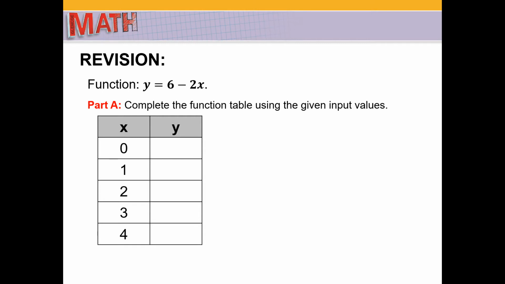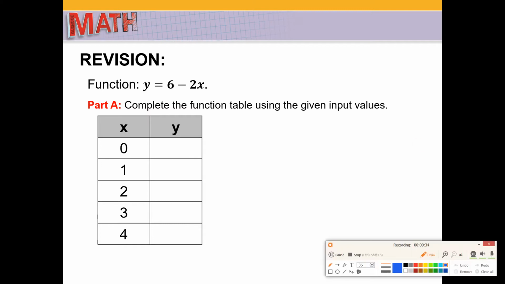Okay, so we are given here a function y equals 6 minus 2x. And we have to complete this function table. Based on what we have learned in the previous video, what we have to do is to substitute the x values in these values to the x in our equation. And then we simplify to get the output. So let's do that now.